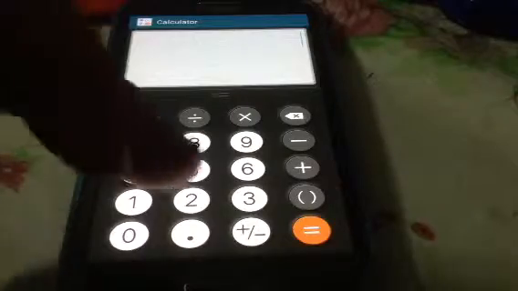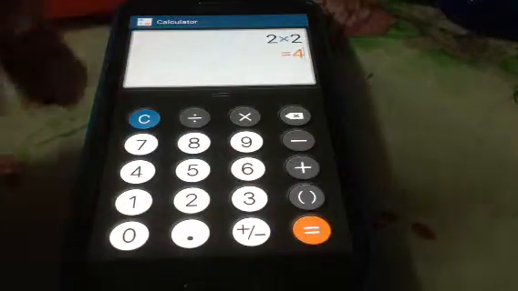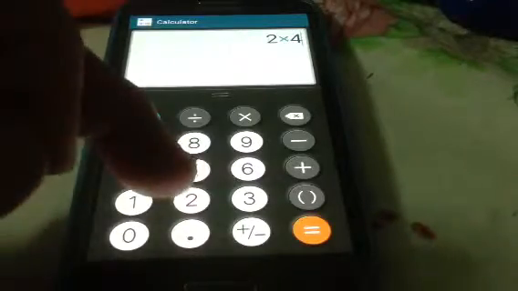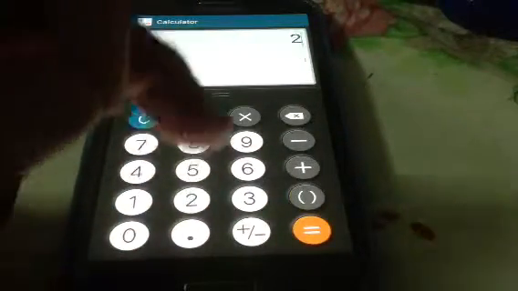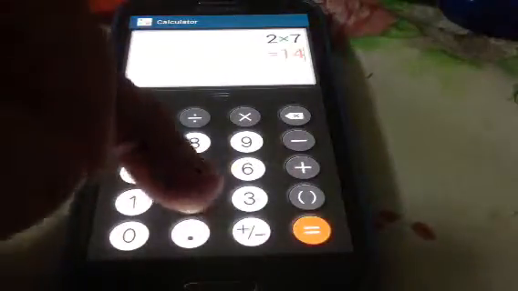So the next one will be 2. 2 times 1 is 2. 2 times 2 is 4. 2 times 3 is 6. 2 times 4 is 8. 2 times 5 is 10. 2 times 6 is 12. 2 times 7 is 14. 2 times 8 is 16.